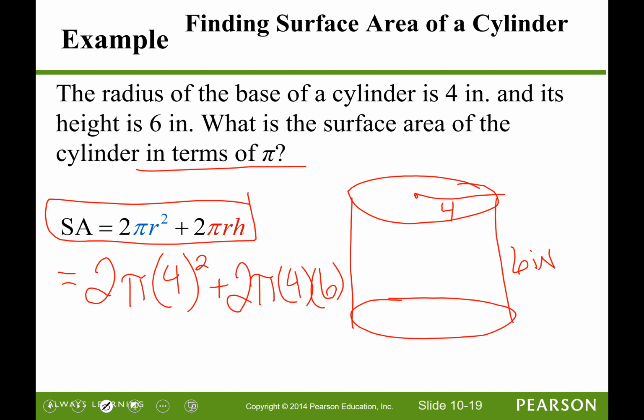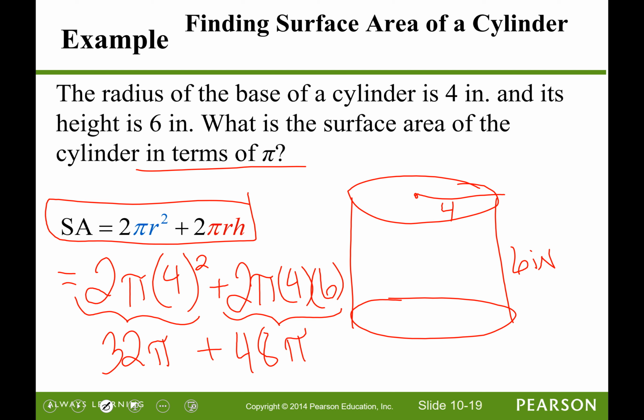Okay, from here you've got to do some simplifying. Order of operations is to focus on this term and this term separately. So ignore that plus sign for a little bit. 4 squared is 16 times 2, that's 32 times pi, plus 2 times 4 times 6, that is 48 pi's.